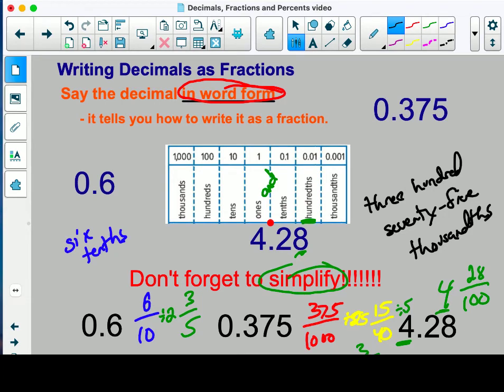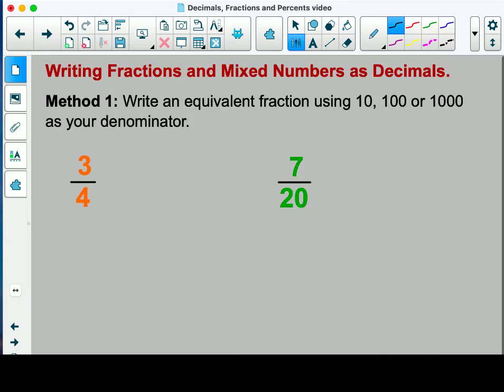28 in the hundredth spot, so 28 over 100. In this case, they can each be divided by 4. So I get 4. 28 divided by 4 is 7. 100 divided by 4 is 25. 4 and 7/25. Okay. All right. So that's going from decimals to fractions. What if we want to go the other way?